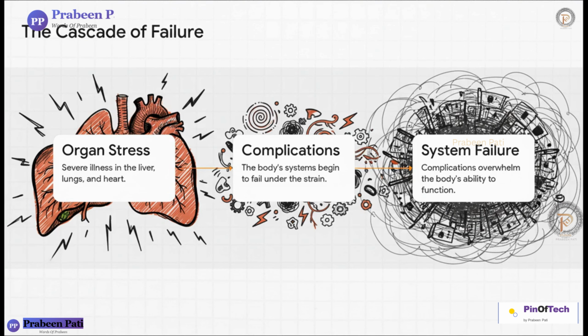It all starts with that foundational stress on those 3 organs we just covered. That intense stress then kicks off these systemic complications. Basically, other parts of the body start to fail because of the strain. And that, unfortunately, leads to the final stage, total system failure, where the body is just completely overwhelmed.